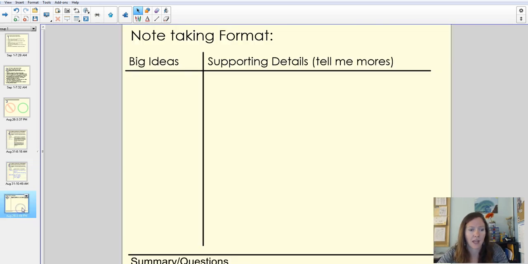So finally, I want to look at the format that we're going to write our notes in. I do require that you take your notes in a 2-column format. I use the terms that Ms. Mueller uses so that we're kind of aligning there. So on the left-hand side, you're going to put your big ideas. For example, in the last slide, we had safety and dress code. And on the right-hand side, which should be the bulk of your space, this is where your notes are your supporting details or tell me mores. So this is where you're going to put definitions, maybe diagrams, maybe examples.